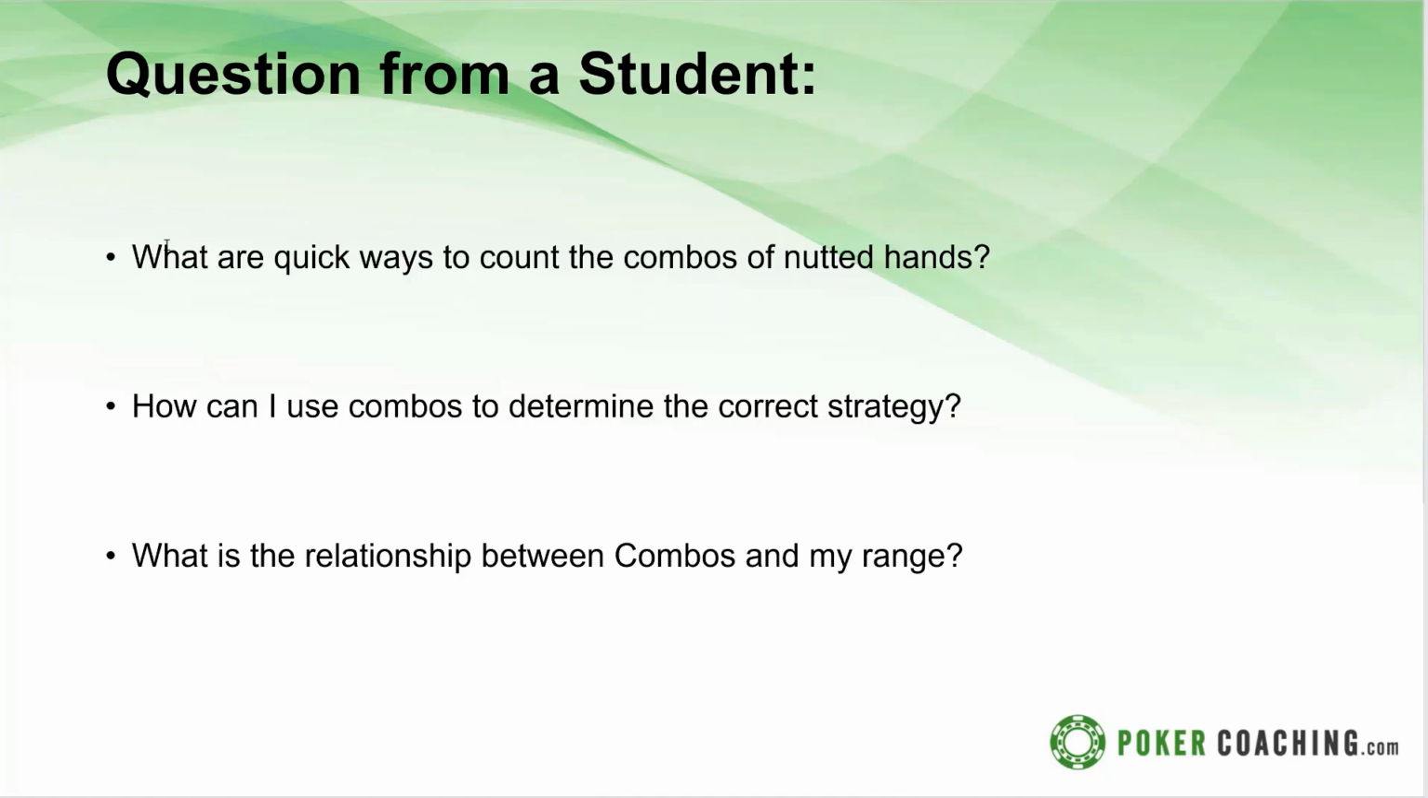How this came up was I always get asked, what are some quick ways to count the combinations of nutted hands when the flop comes out? How can I use combos to determine the correct strategy? And what is the relationship between combos and my range? So we're going to get into each of these topics and show a couple of programs that I use to do this.